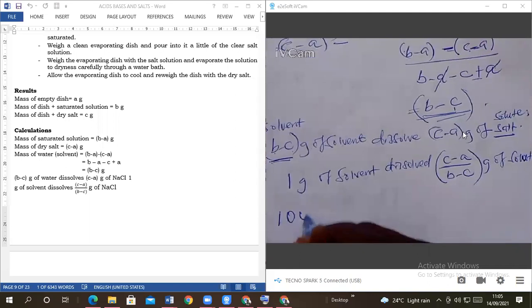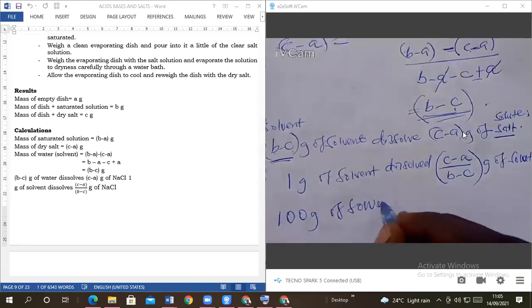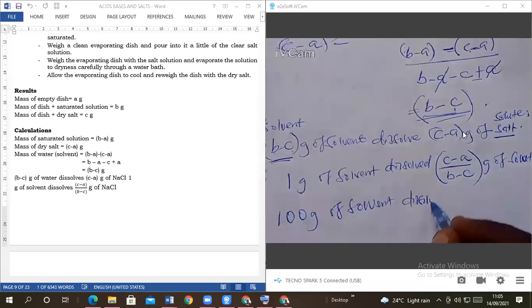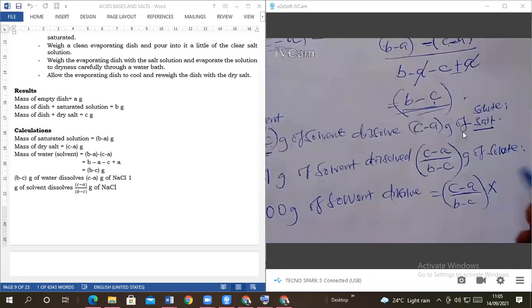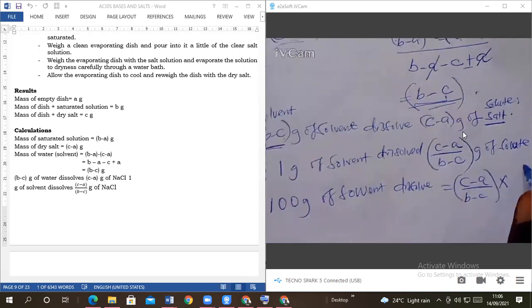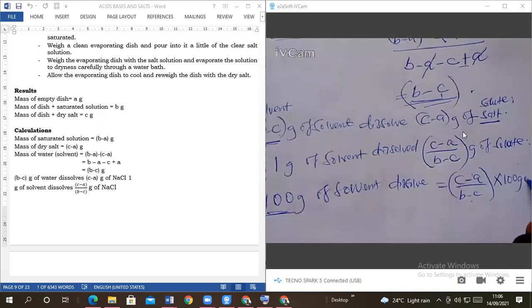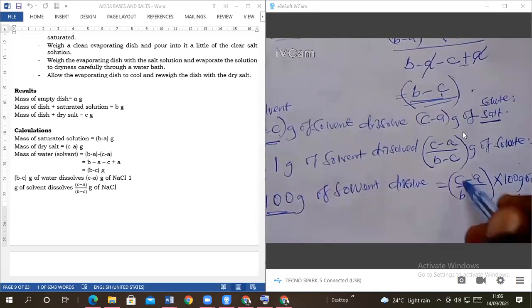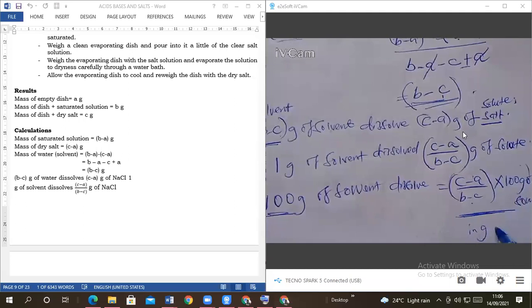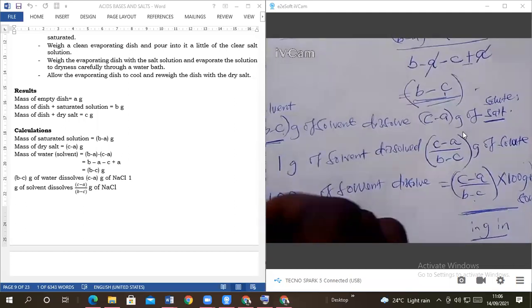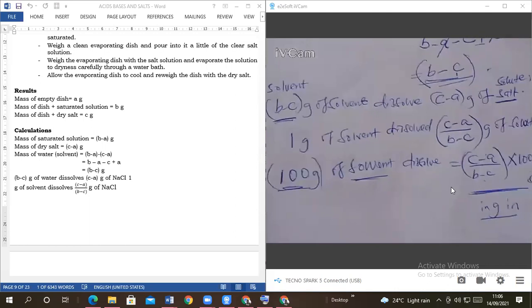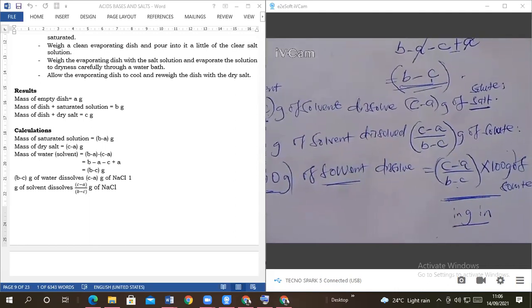Ask yourself, what did 100 grams of the solvent dissolve? It was C minus A out of B minus C times 100 grams. It dissolved this over this times 100 grams of the solute. If you substitute and get this mass in grams, that is the exact solubility of that salt in 100 grams of a solvent. At that stage, you have calculated the solubility of that given salt.